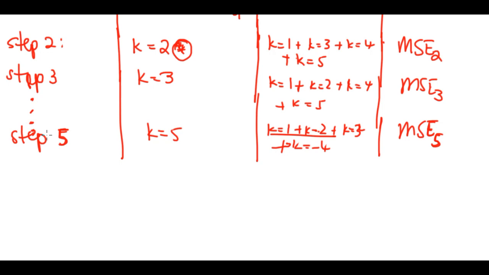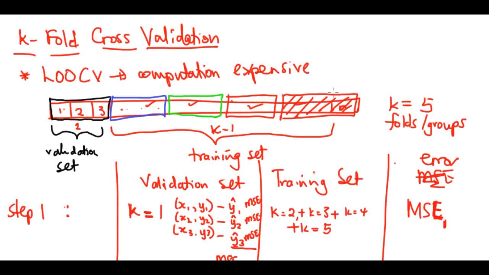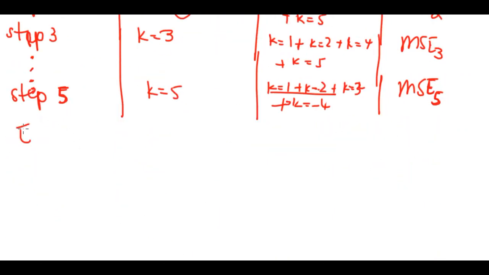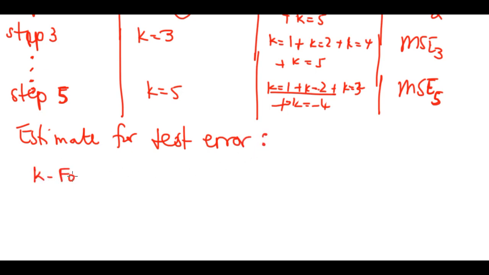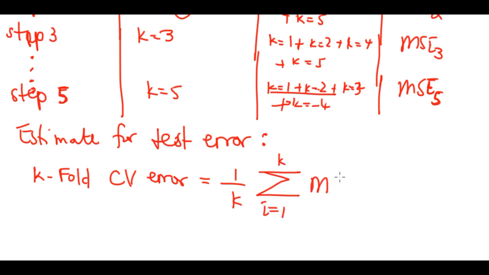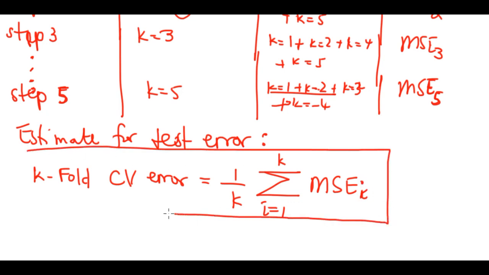So cool. Now we have our MSEs, right? How are we going to calculate the estimate for our test error? The estimate for our test error is calculated like this. We are going to use the k-fold CV error. It is given by, in our case here, we are using MSE, so it's going to be given by 1 over k summation of i equal to 1 up to k of MSE_i. So this is how we calculate our k-fold cross-validation error, and this is going to act as our test error estimate. This is our test error estimate.